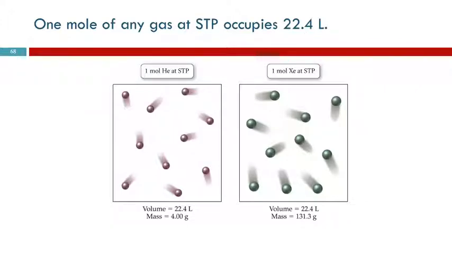This is a little disturbing because things like this don't happen with solids and liquids. But here's 1 mole of helium at STP. Its volume is 22.4 liters. Its mass is 4 grams. 1 mole of xenon: these particles are a lot bigger, but remember there's lots of empty space. Its volume is 22.4 liters. Its mass, though, is way higher, 131.3 grams. But the number of moles at STP is the same. So gas volumes depend on the number of moles, not on their masses.